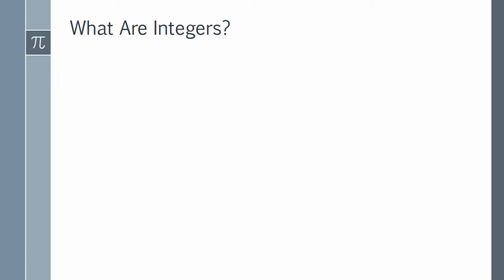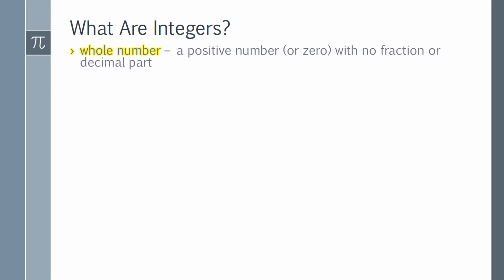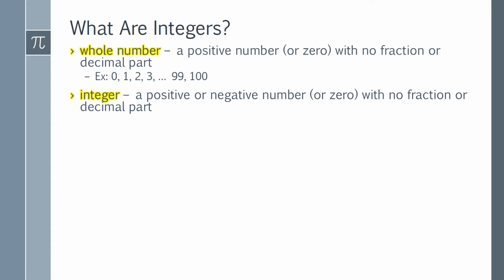Before we discuss integers, let's take a look at what a whole number is. A whole number is a positive number, or zero, with no fraction or decimal part. For example, 0, 1, 2, 3 are all whole numbers. So are 99 and 100. The list continues on. Now let's talk about an integer. An integer is a positive or negative number, or zero, with no fraction or decimal part. So some examples are negative 3, negative 2, negative 1, 0, 1, 2, and 3.